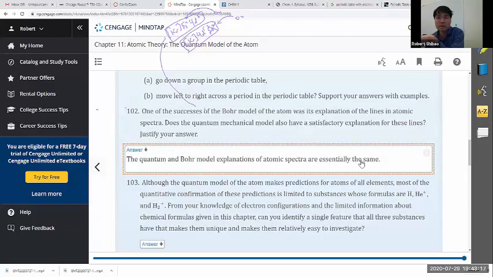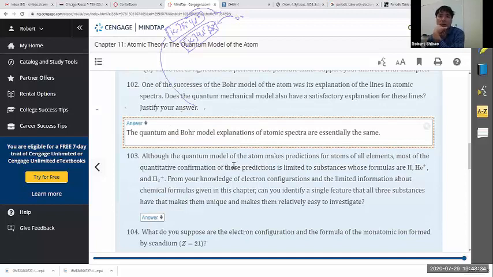It says they're essentially the same. They aren't. Bohr explained it in terms of jumping between orbits. Quantum mechanics explains it as electrons jumping between orbitals, not orbits. So to me, they aren't the same.